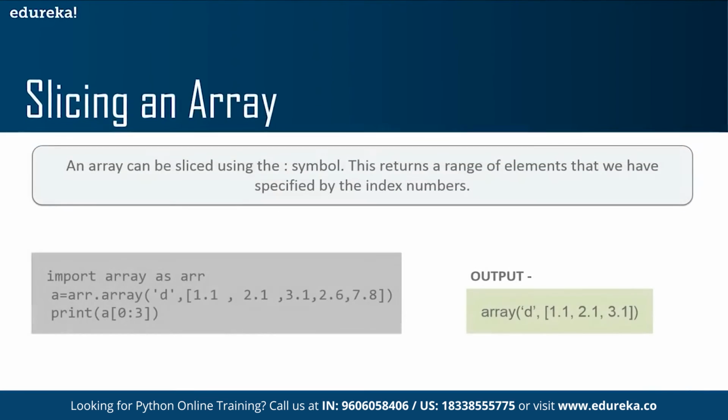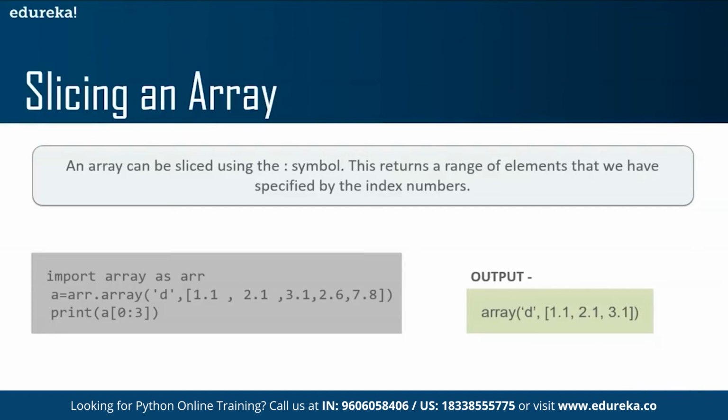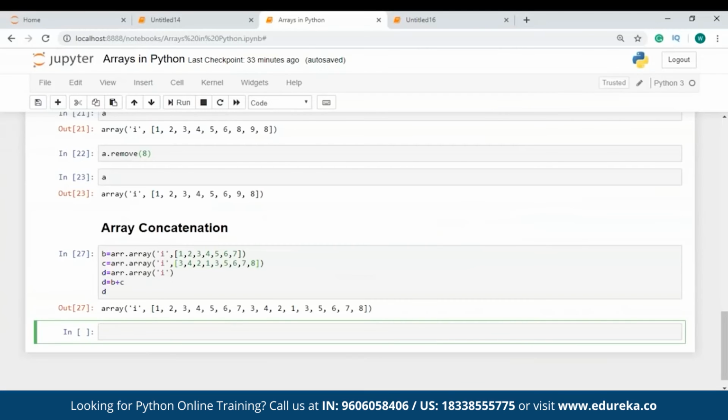Our next operation is slicing an array. Slicing actually means fetching some particular values from your array. To do so, you can make use of the colon symbol. As you can see on the screen, I've created some random array A and I've sliced it from 0 to 3. 0 specifies from where fetching has to start and 3 specifies where it has to stop. So it will start from 0 and go on till 3, but it will not include the value which is present at 3. As you can see in the output, I have A of 0, A of 1 and A of 2 present in my output. Now let's go to our Jupyter notebook and we will try to slice our arrays.